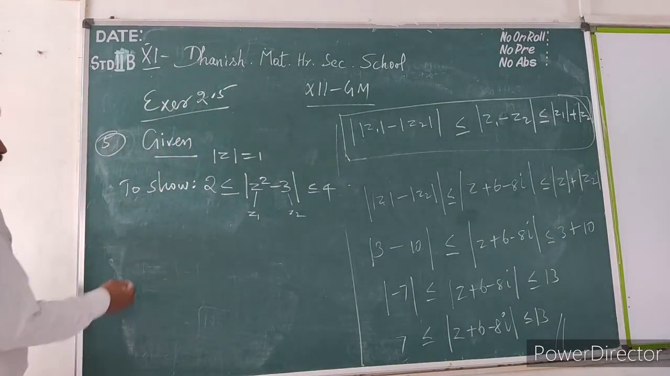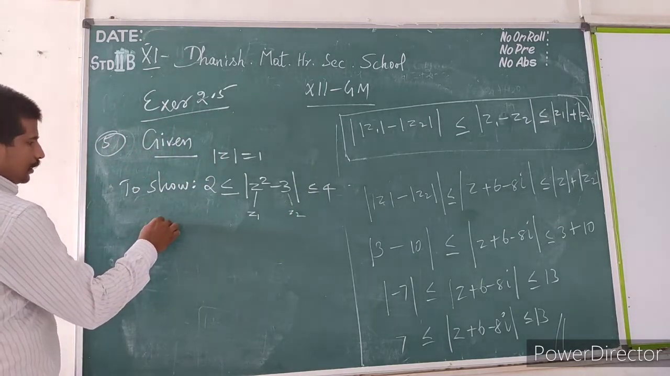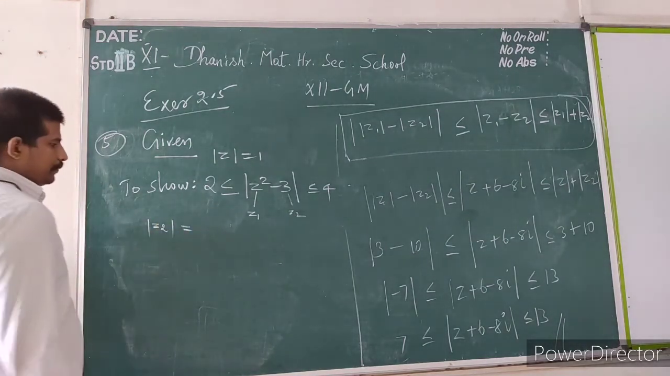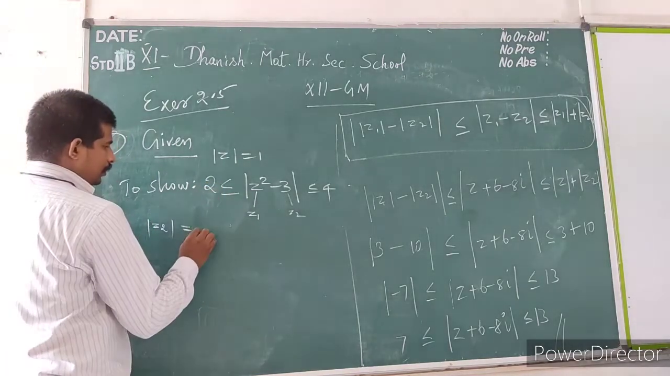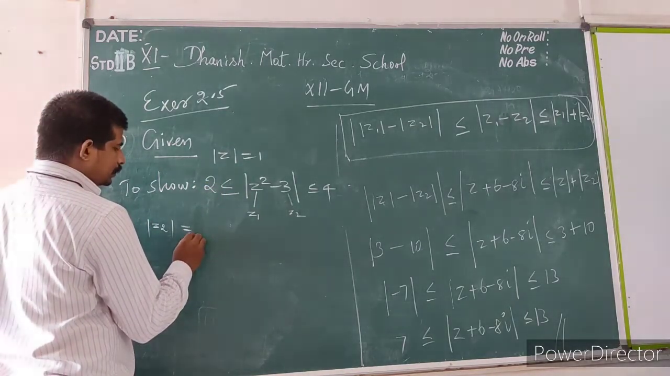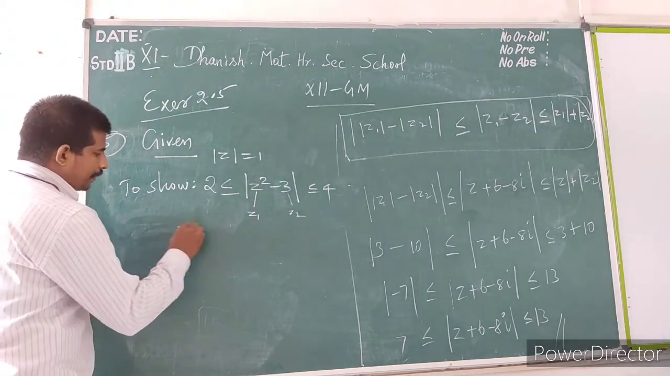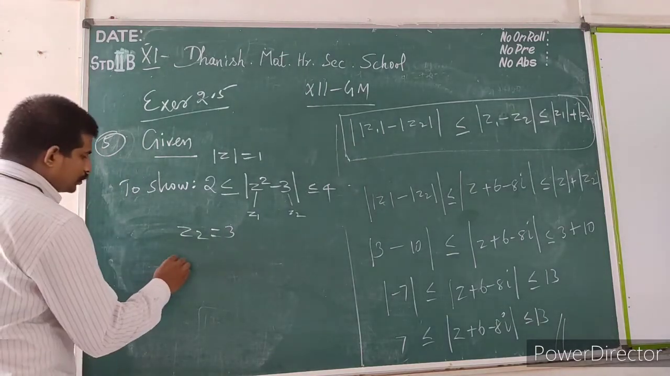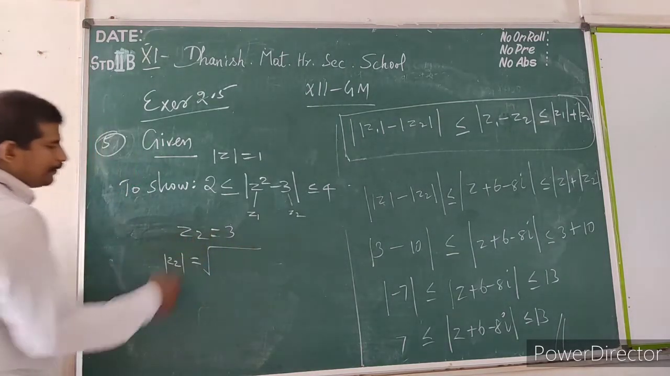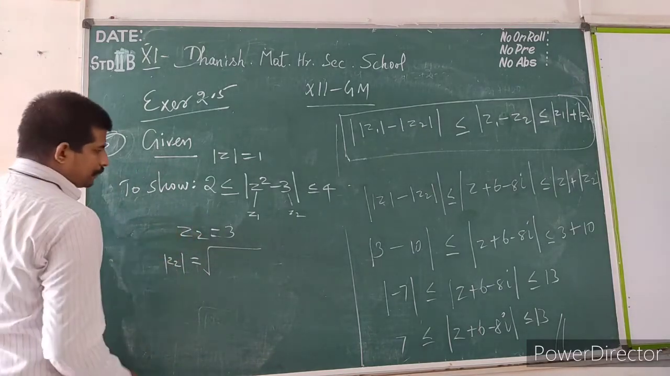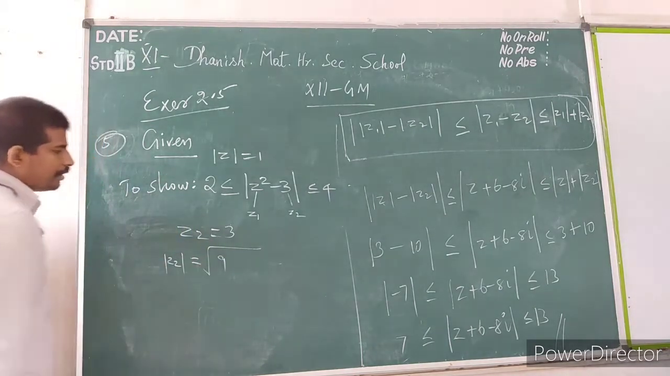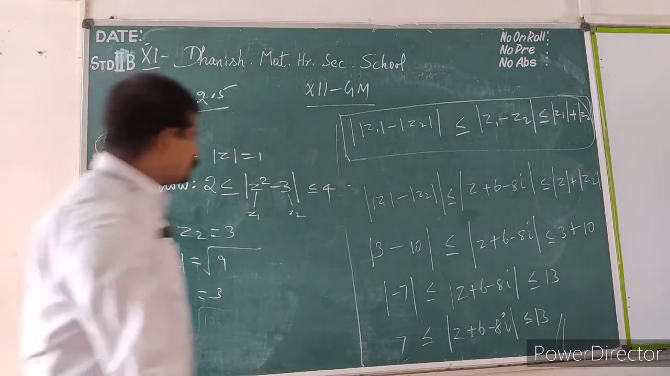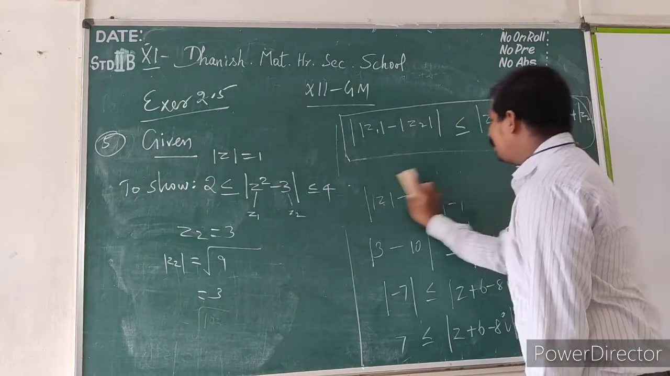Now we are going to find modulus z2. Here we are having z2 equal to 3, so z2 as 3. So modulus z2 equal to root. Here we don't have any imaginary part, but here we are having real part 3. So square root of 9 is 3. Now we are going to use the property in order to show the result.